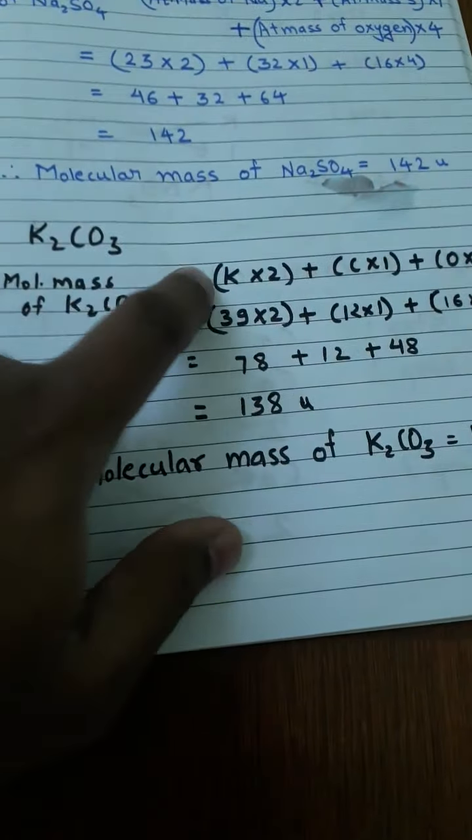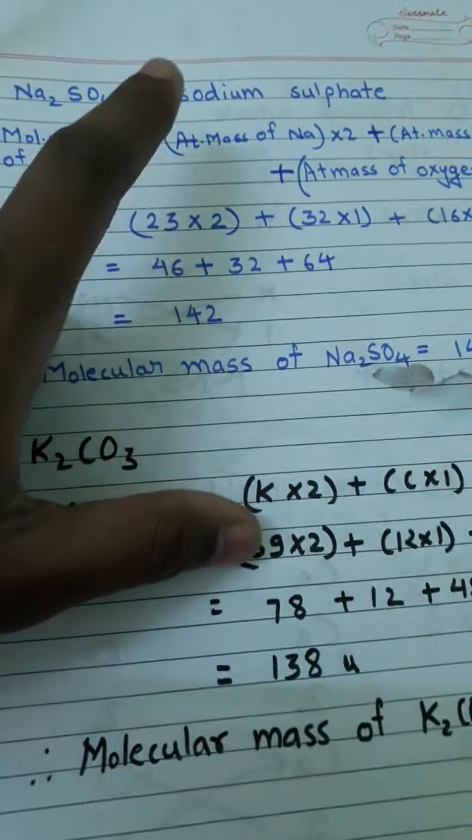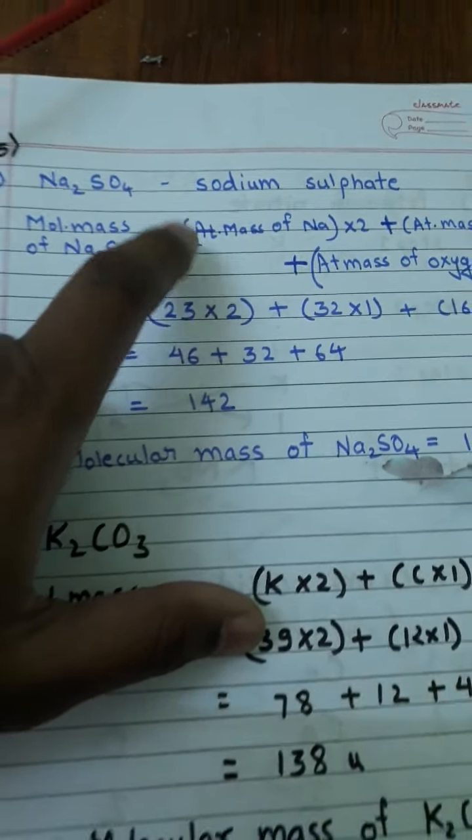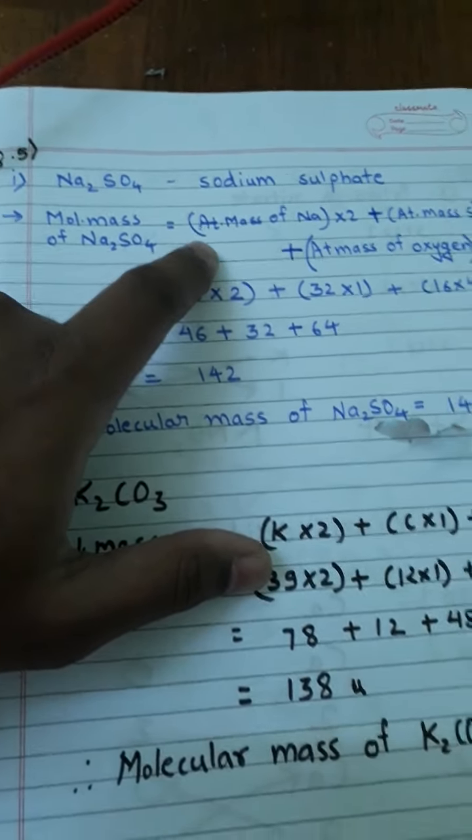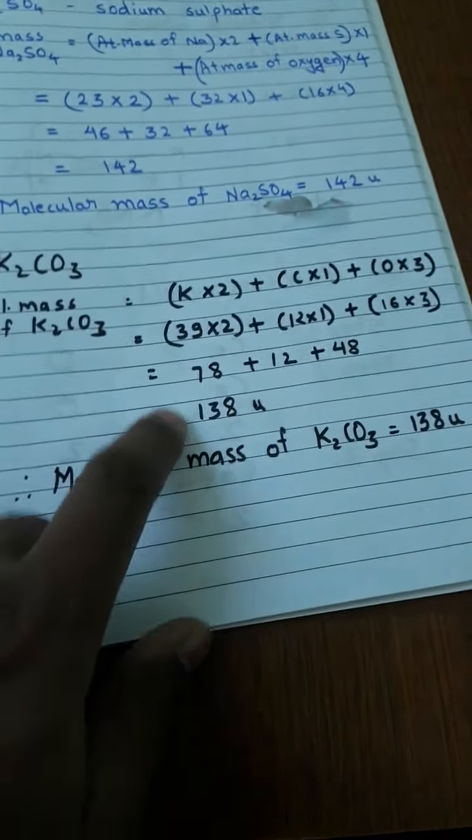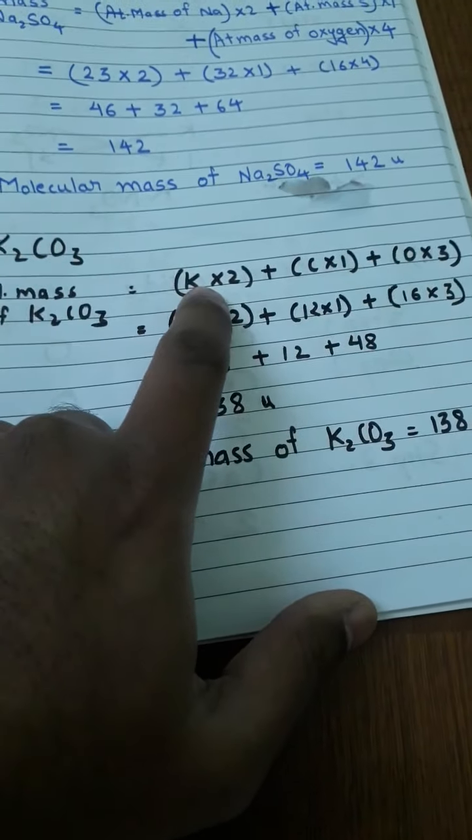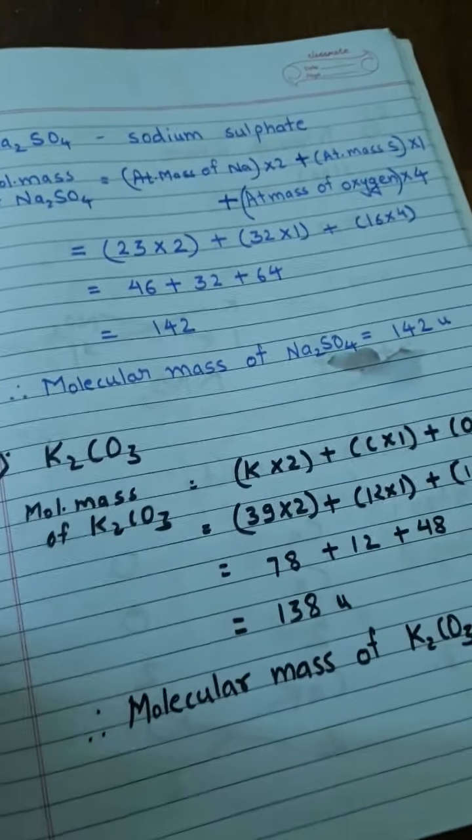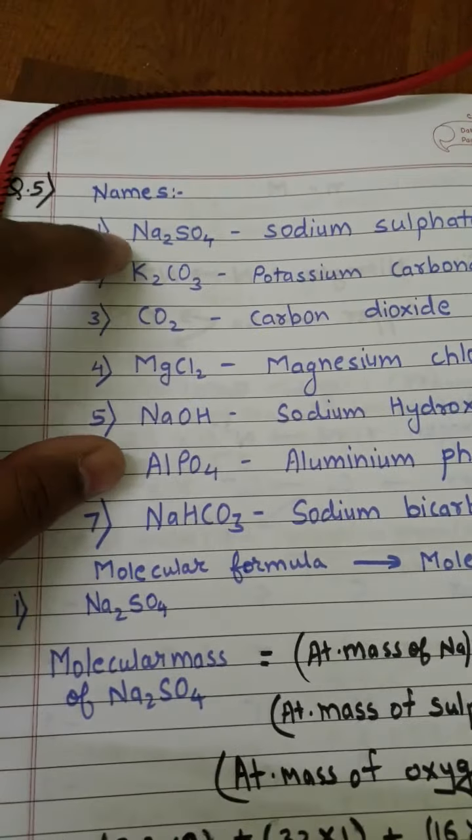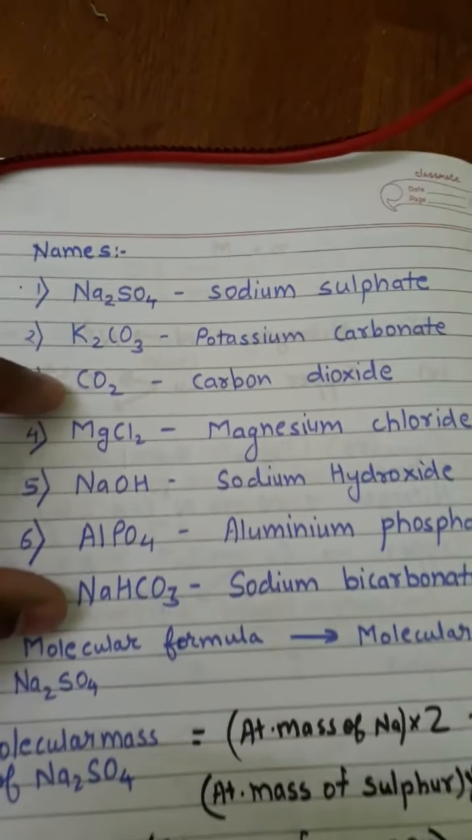So don't write atomic mass in full words. This first example I have written in detail because I wanted to explain it to you. But while doing all other sums you can directly write like this: K into 2 plus C into 1 plus O into 3. So in this way I have shown you how to solve these. I have solved the first and second one. The remaining you have to solve on your own.